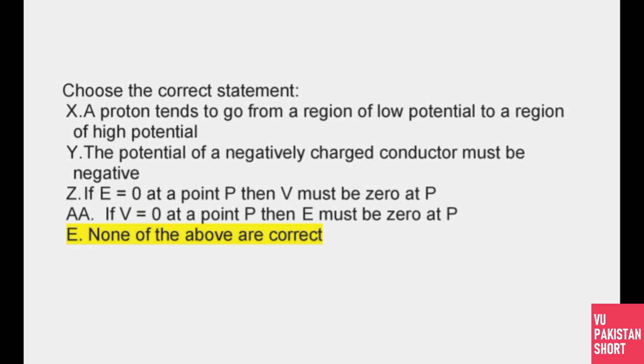Choose the correct statement. तो a proton tends to move from a region of lower potential to a region of higher potential. Potential of a negative charge conductor must be negative. If E is equal to 0 at a point P, then V must be 0 at point P. तो इनमें से कोई भी स्टेटमेंट सही नहीं है, तो none of the above statements are correct.